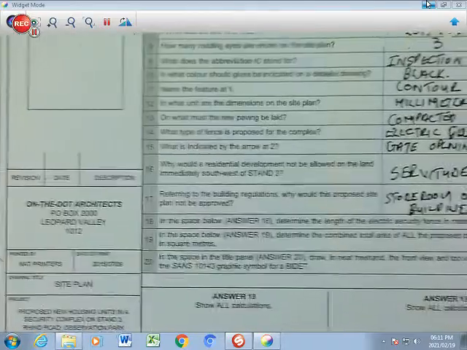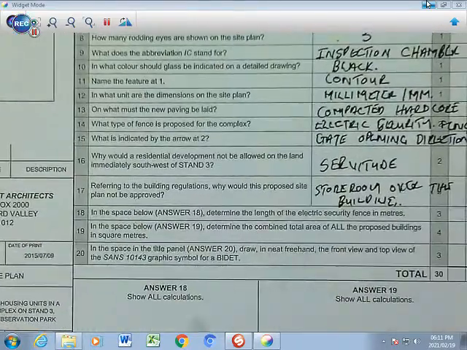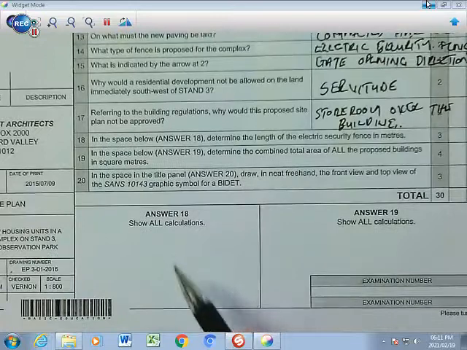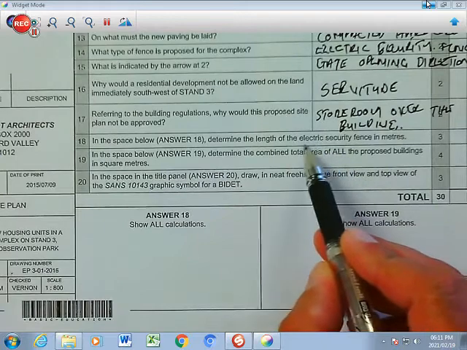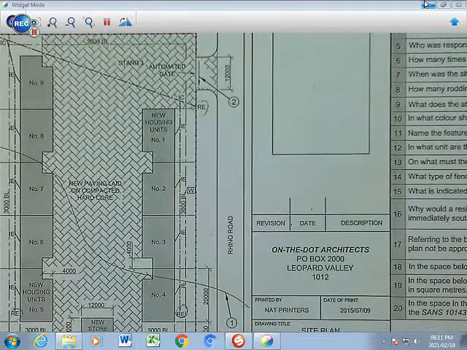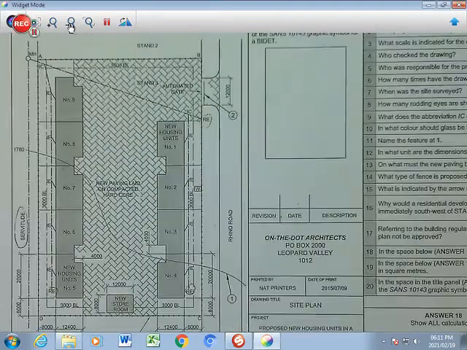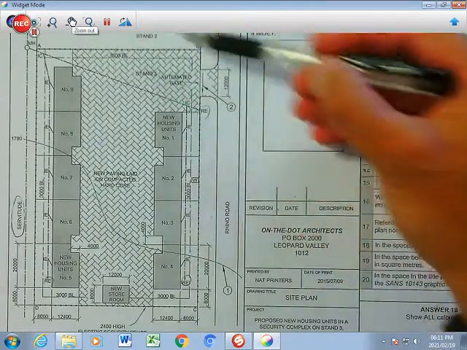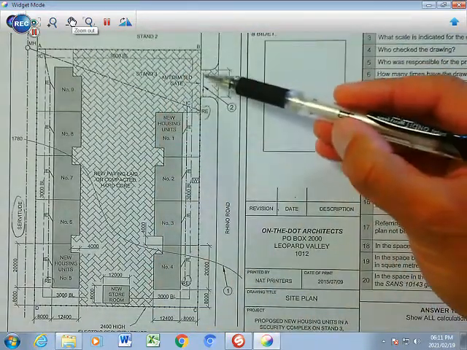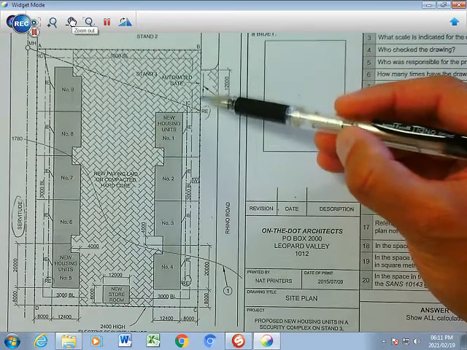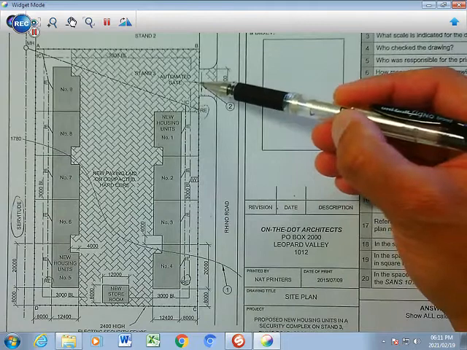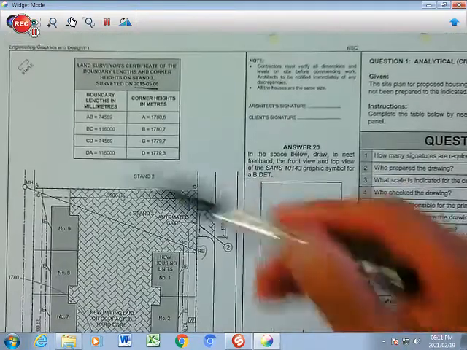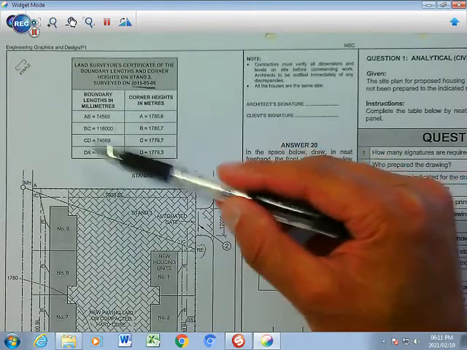And then number 18, in this space provided below, determine the length of the electric security fence in meters. Very important. So you have to look at the entire fence. Let me zoom out a little bit. So there's the fence. It's right around, right? But of course there's a little gap here where there's going to be no fencing. So you've got to add all of these and subtract that there. And you're going to find that here in your boundary lengths, because that's where it's given.